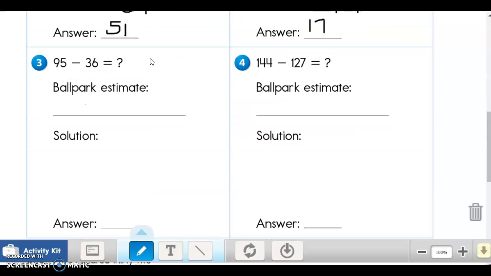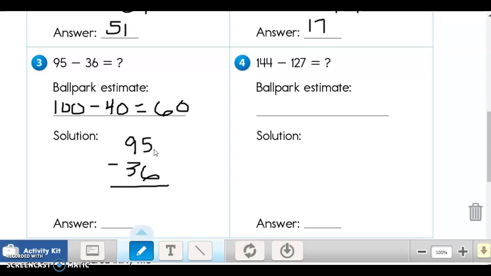Let's keep going. Number 3, 95 minus 36. 95 to the nearest 10. It ends in a 5, so I've got to round up. That's going to become 100 minus 36. The nearest 10 would be 40. 100 minus 40 is 60. Now let's write that here. Up and down. Make sure to line up your numbers. Very neat, friends. Show your work.